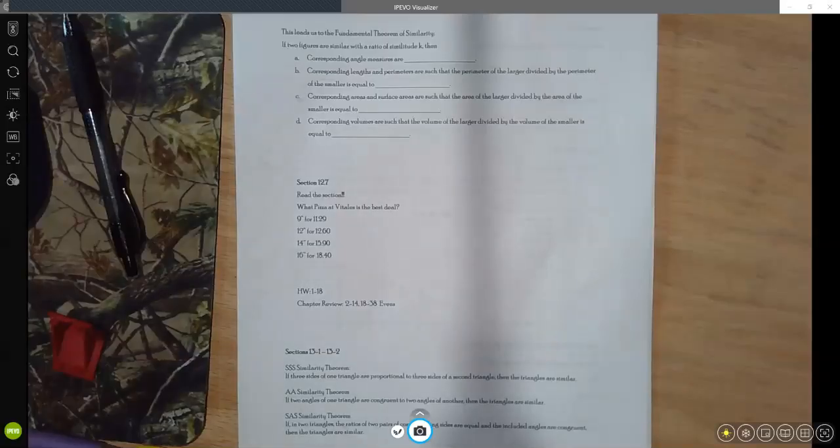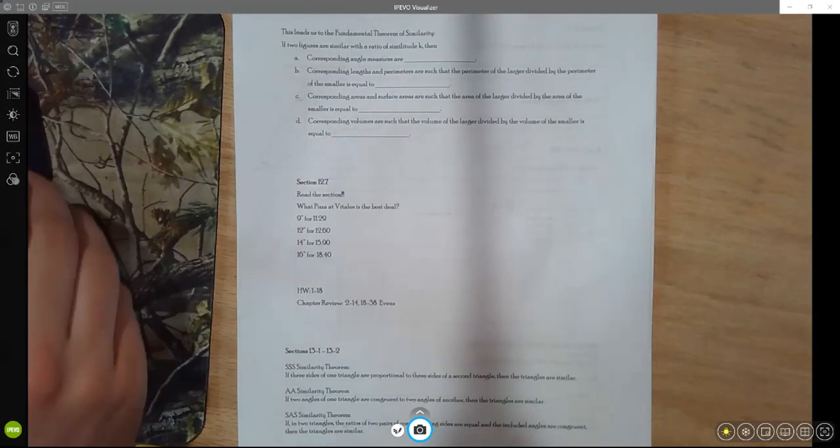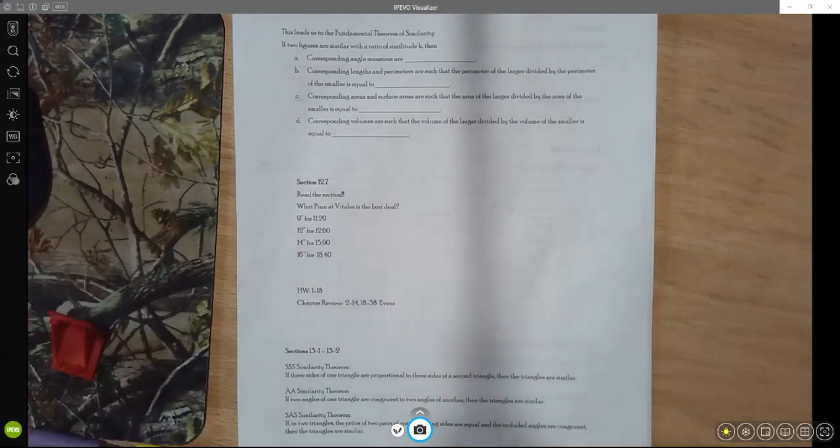Okay, yesterday we looked at section 12.6 and the relationship between similar figures in 2 and 3 dimensions. And so today we're going to look at the fundamental theorem of similarity.